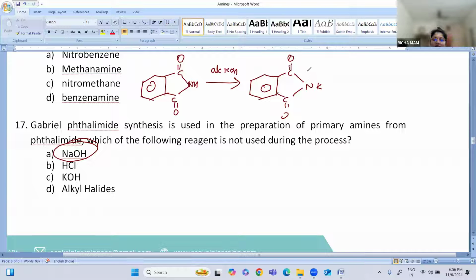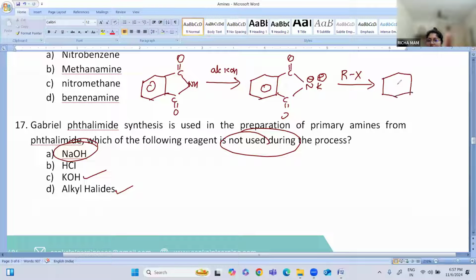This is potassium phthalimide, right? This potassium phthalimide, I am going to react it with the alkyl halide. I'm going to take any alkyl halide. So alkyl halides are also used. They have asked which reagent is not used. Alcoholic KOH is used. So we are going to react it with alkyl halides. So what I'm going to get now is an N-alkyl phthalimide, right? Like this, N-alkyl phthalimide.